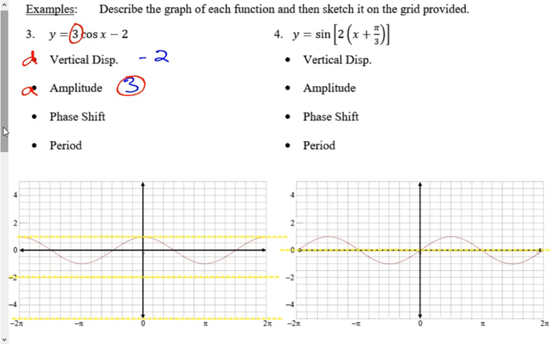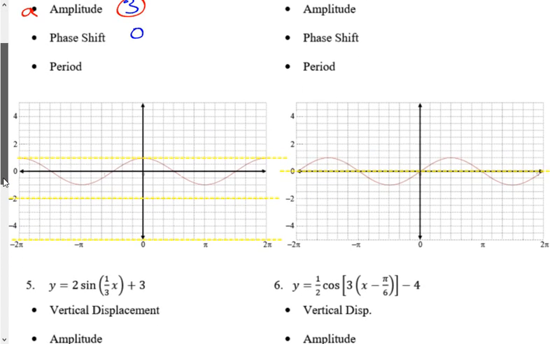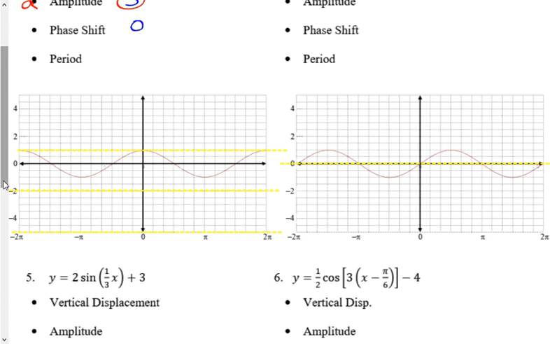Then I look to see what's the phase shift. Horizontally, what is added or subtracted inside with the x? Inside here, there's nothing, so there's no phase shift. So that tells me, since I'm looking at a cosine graph, it hasn't shifted left or right, so my maximum is still on the y-axis. So I look for that starting point for the function.